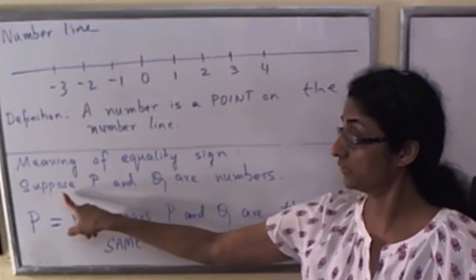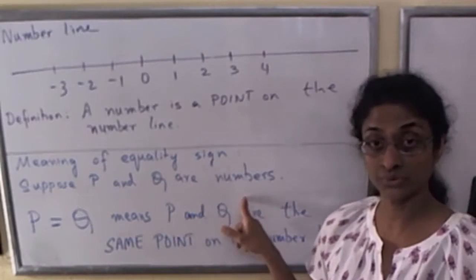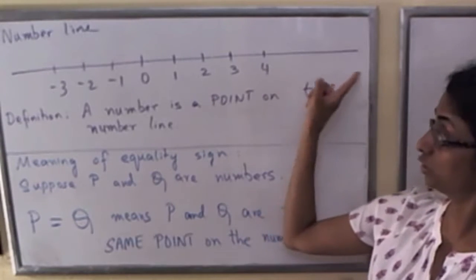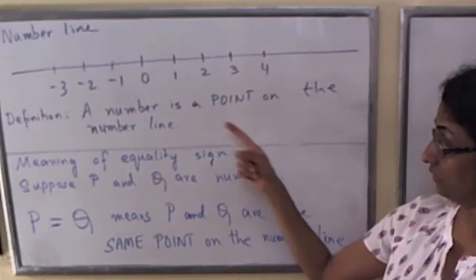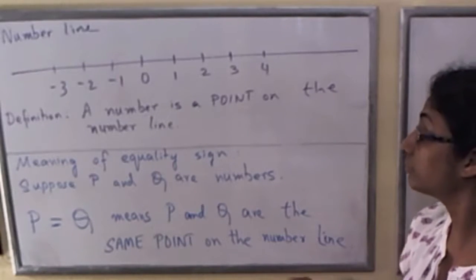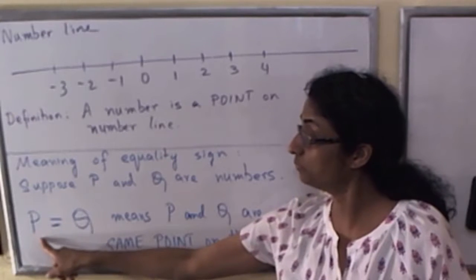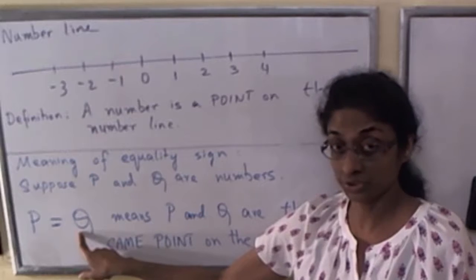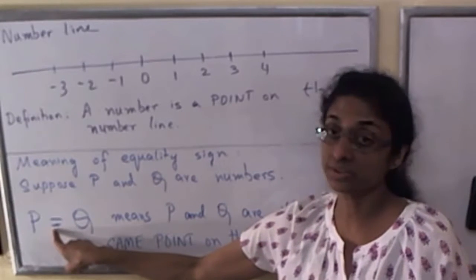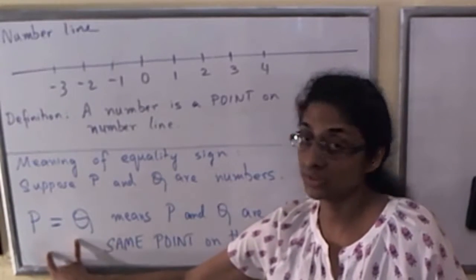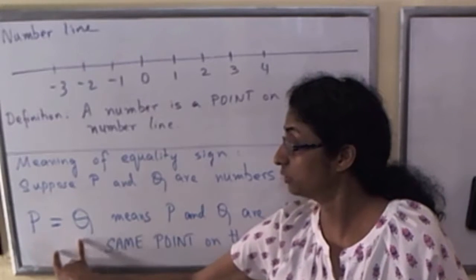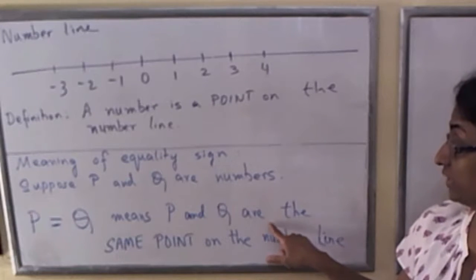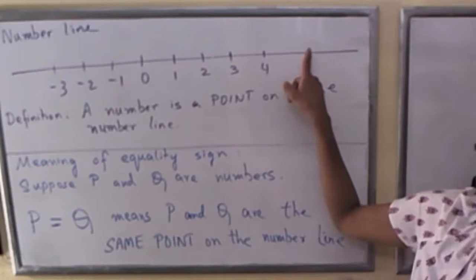So what I have here is, suppose P and Q are numbers. From the definition, what that means is simply P and Q are points on the number line, because every number is a point on the number line. Now if we write P equals Q, in other words, if I write P and if I write Q, which are both numbers, and then I put an equal sign in between them, that means something. For mathematicians, P equals Q means P and Q are the same number, or in other words, they are the same point on the number line.